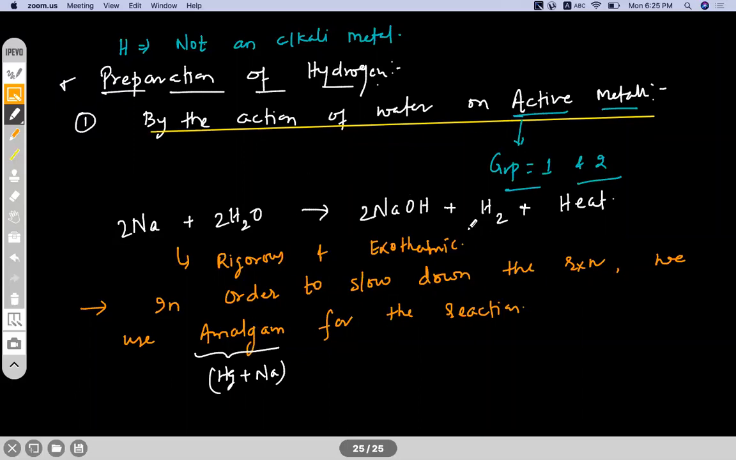Okay. Since the reaction is rigorous and exothermic, a high amount of heat is released and there are chances of catching fire. That's why we need to slow down the reaction, and for that purpose, we need to decrease the rate of the reaction. In order to decrease the rate, we are using amalgam instead of pure metal. This amalgamated metal has lesser surface area. So mercury occupies the surface of the metal, decreases the surface area, and hence the reaction rate also decreases. This is the first method we can use for the preparation of hydrogen.